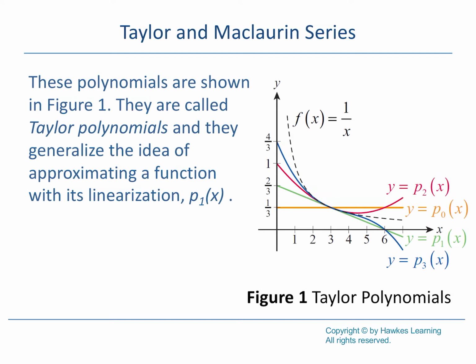So yeah. P0 is just a constant function. P1 is a linear function. P2 is quadratic. P3 is cubic. And you can see how they all start to converge towards the actual function on that interval from 0 to 6 as the polynomial's degrees get larger.